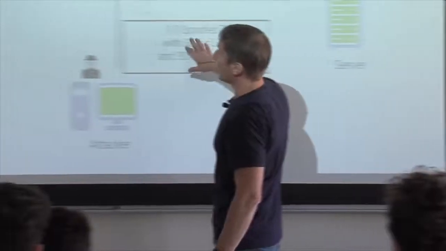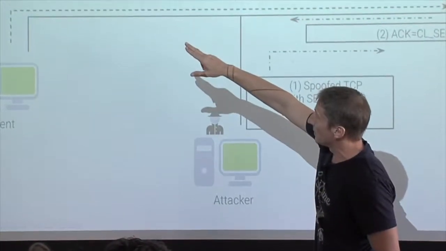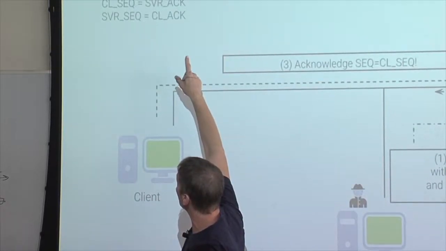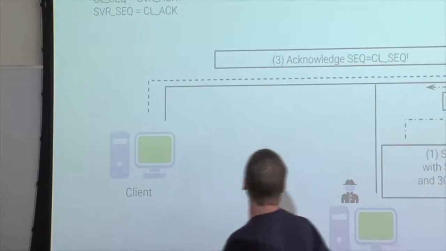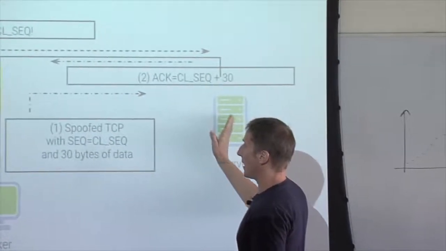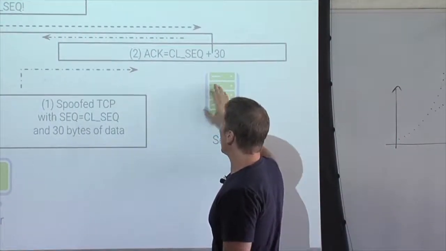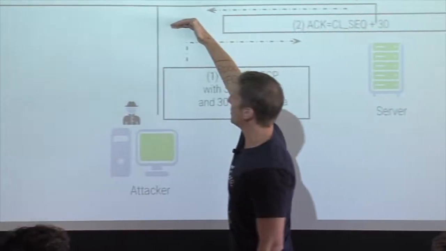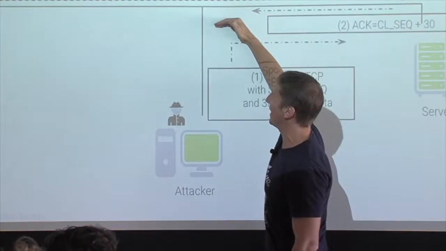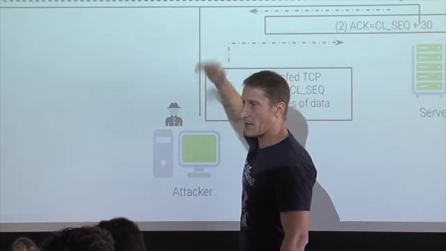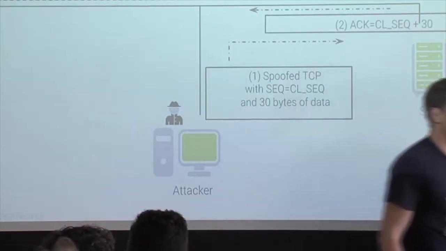You just observe. In a quiet state, the client sequence number is equal to the server acknowledgement number and vice versa. And so you send the spoofed TCP packet saying, hey, these are 30 bytes of data. This one will say, hey, now my new acknowledgement number is your sequence number plus 30. And this guy says, absolutely not. My sequence number is this. And then it will go on and on and on.